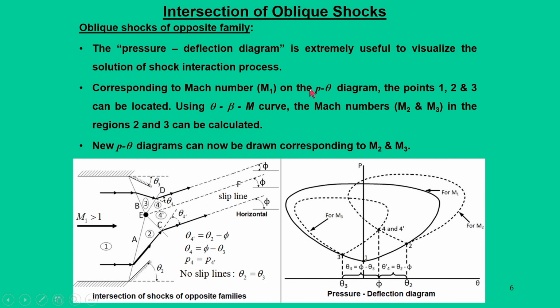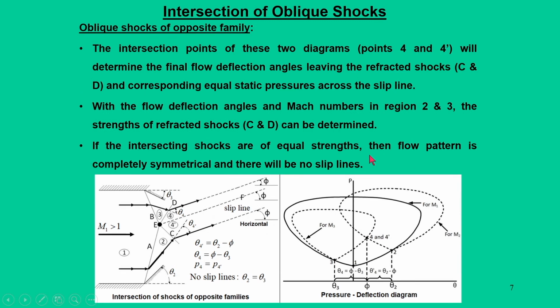Corresponding to Mach number M1 on the P-theta diagrams, the points 1, 2, 3 can be located. Now, using the theta-beta-M curve, the Mach numbers M2, M3 in the region 2 can be calculated. So a new P-theta diagram can also be drawn corresponding to M2 and M3. The intersection points between these two diagrams, that is point 4 and 4 dash, will finally determine the final flow deflection angles, leaving the refracted shocks C and D, and the corresponding equal static pressures across the slip line.